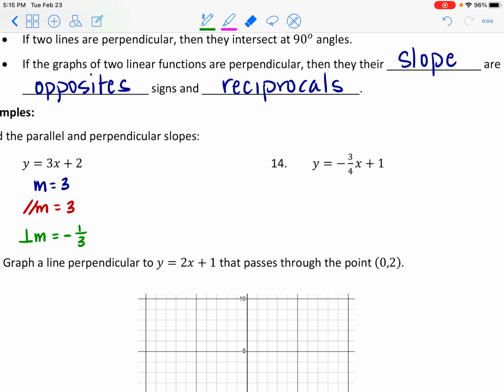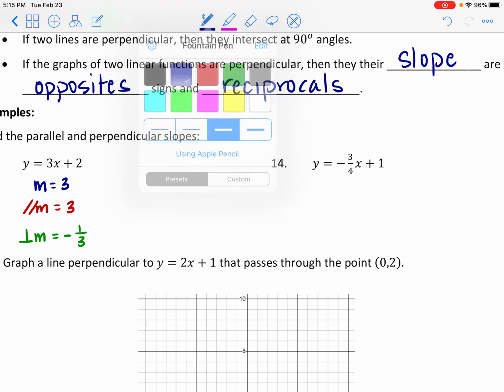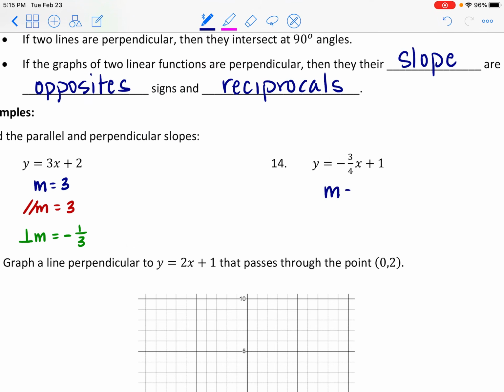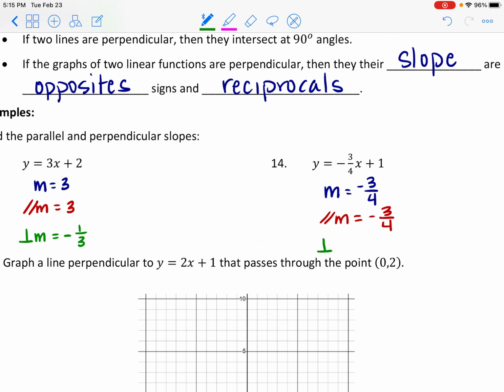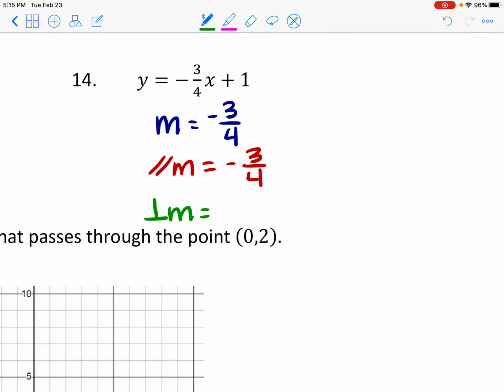And that might be more clear even so on the next one. So in the next one, the slope of the line that we're given is negative 3 over 4. So the parallel slope, any line that's parallel to it, would be the same slope, negative 3/4. And then if I said what's the perpendicular slope, well, it would be the opposite sign and the reciprocal. So the opposite of negative would be positive, and the reciprocal of 3 over 4 would be 4 over 3. So we flip it and change the sign.